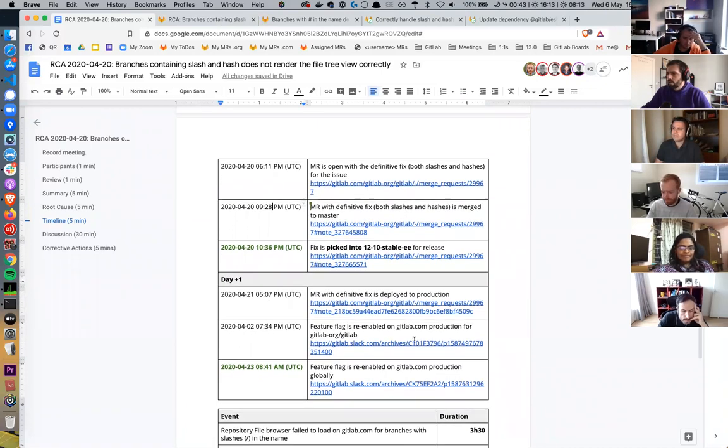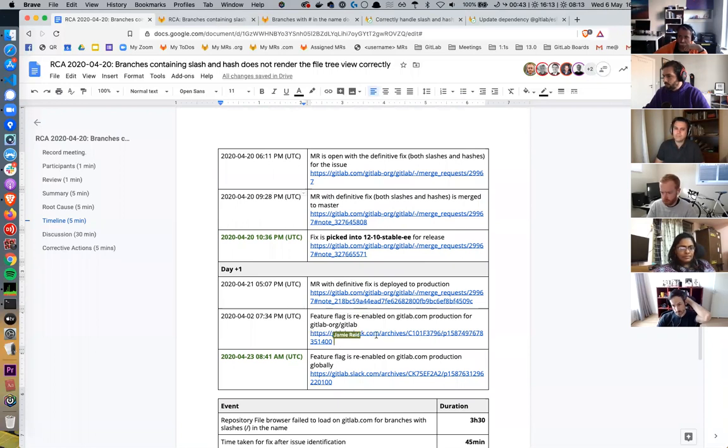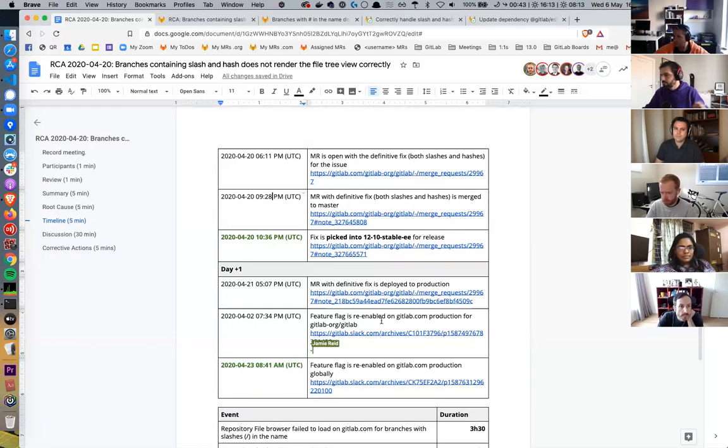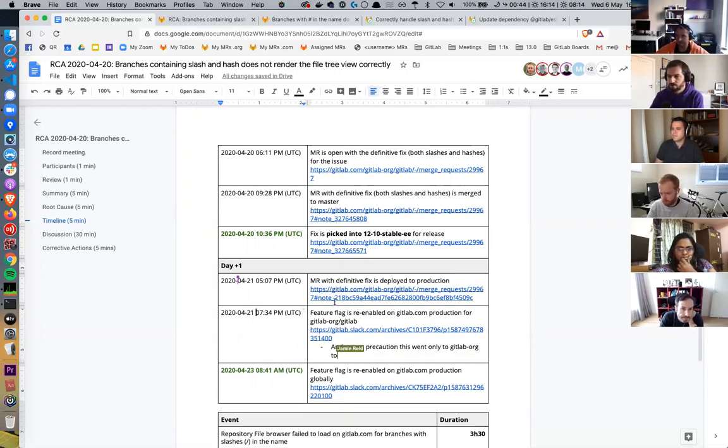And shortly after, for precaution, we enabled it only for GitLab org/GitLab projects. This allowed us to give it some time to test, to make sure that we didn't have any problems with that fix. Sorry, there's some issues here. The date is wrong. This was on the 21st. So we enabled the feature flag in production for gitlab.org on the 21st of April, 7 p.m. Yes, only 2 hours after the deploy. This allowed us to test to see if the problem was properly fixed.